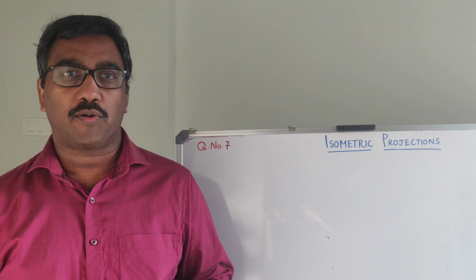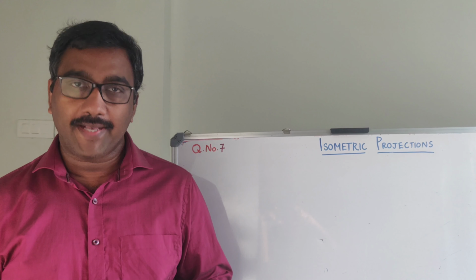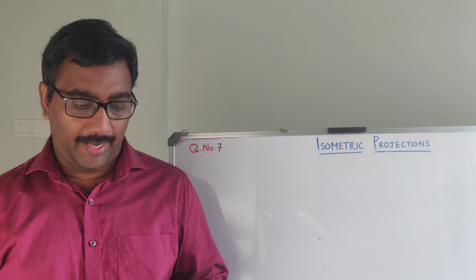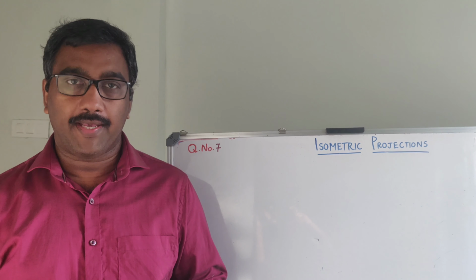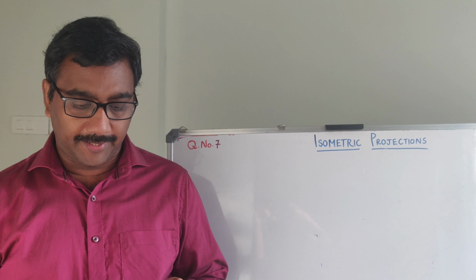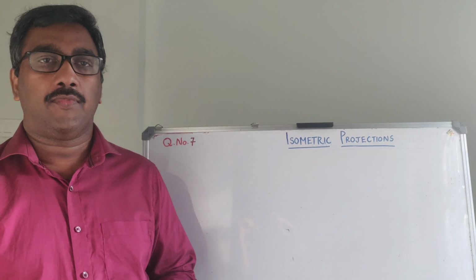Isometric projections, question number 7. A frustum of a cone of base diameter 50 mm, top diameter 30 mm and height 45 mm is resting on HP. Draw the isometric projection of the frustum. The question is about isometric projection of a frustum of a cone.